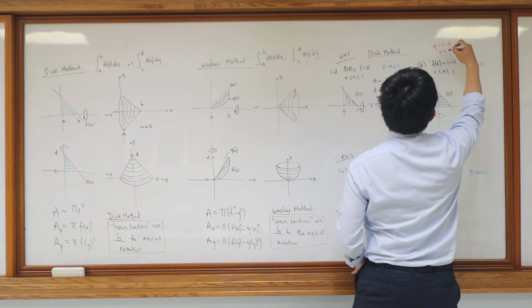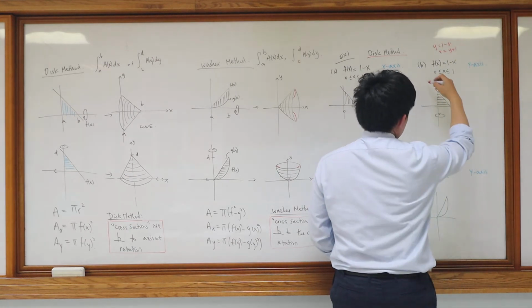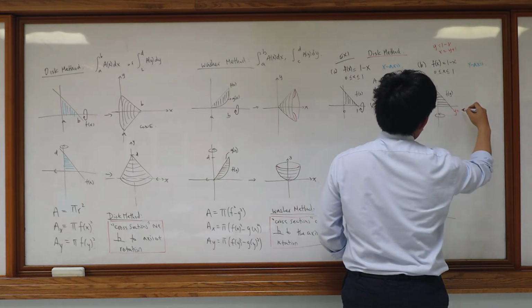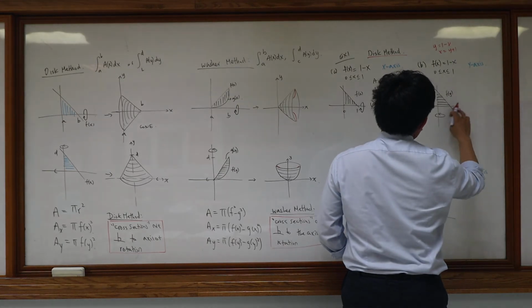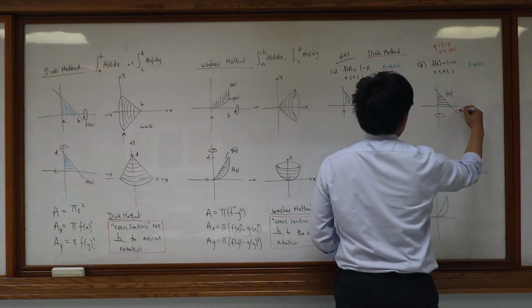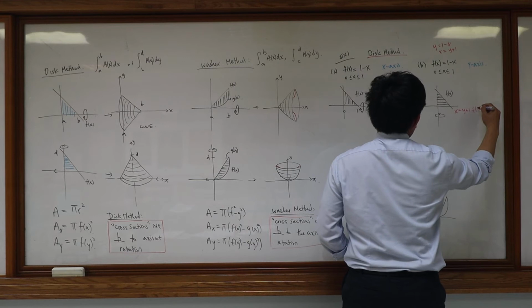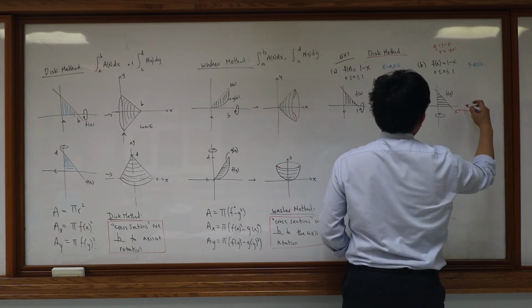That means x is equal to y plus 1. So this function here is... oh, whoops, my bad. x is equal to y plus 1. That's my f function, f of y. Okay, so that's what it is.